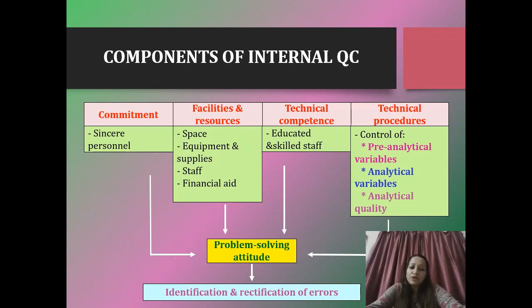Secondly, of course, facilities and resources like space, equipment, financial aid, those are very important. The staff who are going to ensure quality must be educated and skilled enough. Then comes technical procedures, which involve control of the pre-analytical and analytical variables, and ensuring the analytical quality. All of these are conglomerated into developing a problem-solving attitude, which is dedicated to identifying errors and rectifying those errors at the earliest and ensuring that these errors do not recur as much as practically possible.